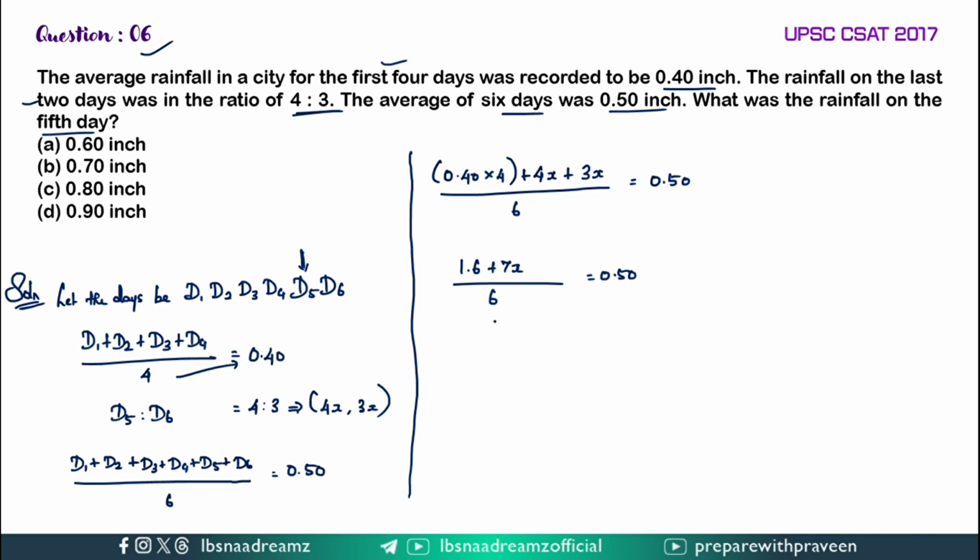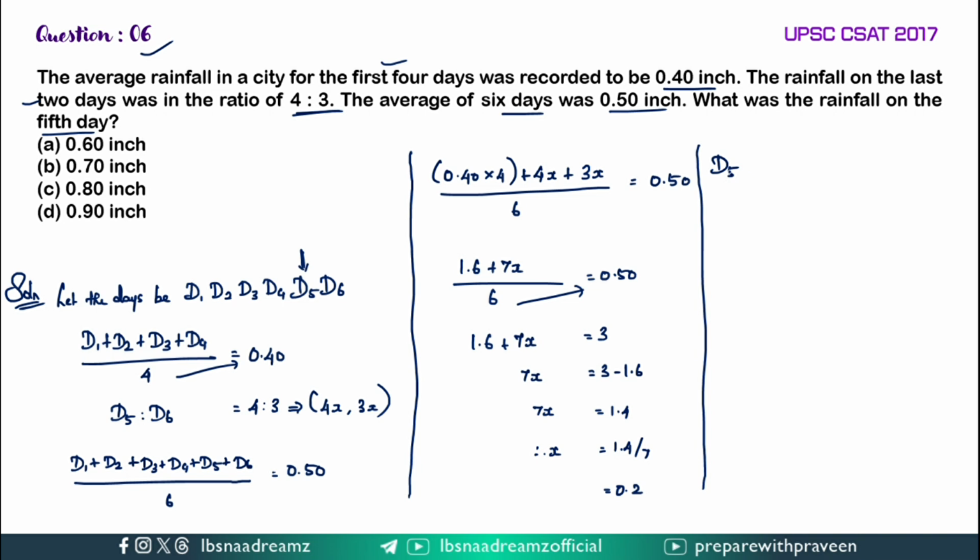Let us simplify this. 1.6 plus 7x is equal to, cross multiply this, 0.50 into 6 we will get 3. So 7x is equal to 3 minus, let us take 1.6 here, 3 minus 1.6, so 7x is equal to 1.4, therefore x is equal to 1.4 by 7, which is equal to 0.2. So now we have the value of x.